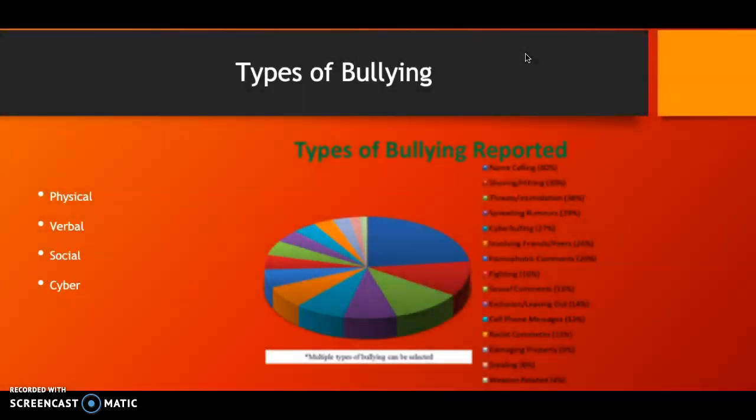There are also many different types of bullying. One type of bullying is the physical form of bullying. Physical bullying involves shoving, hitting, fighting, damaging property, and many other aspects of physical violence. All of these actions are on the pie chart that you see off to the side and have been reported by students in instances of bullying.